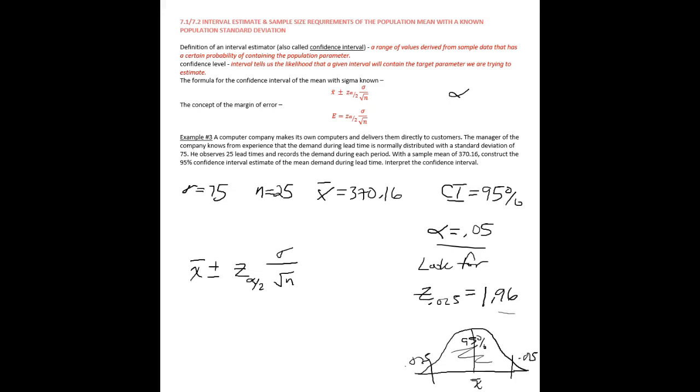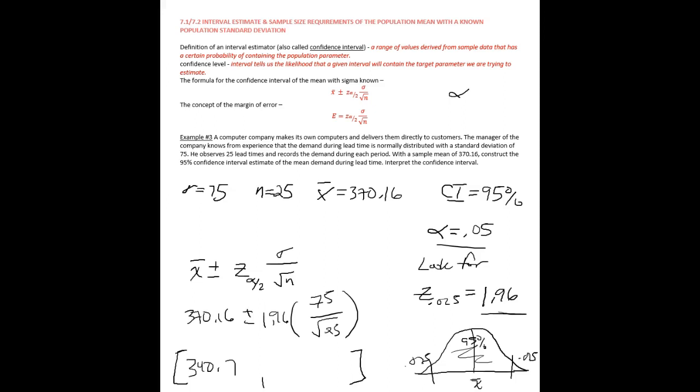So our z alpha half is negative 1.96. So what ends up happening is we just plug in the numbers. So our x bar is 370.16 plus or minus 1.96 times 75 over the square root of 25. So on the negative side, when we do this as a negative, we get 340.76. So this is just me not worrying about the plus symbol and just minusing off that piece.